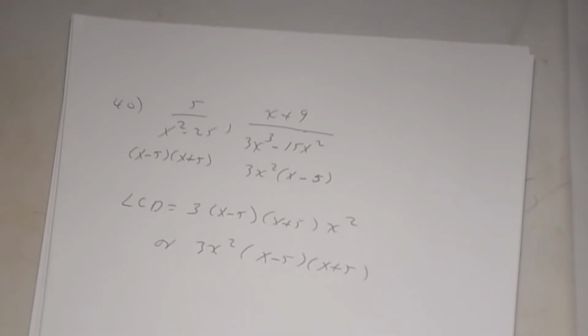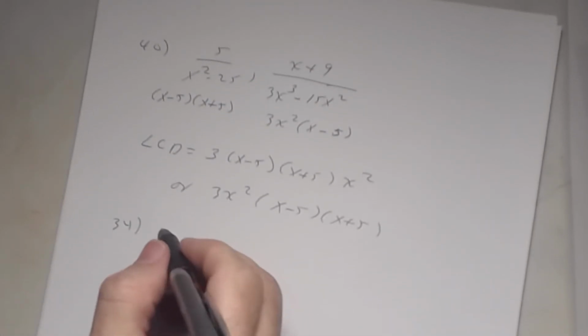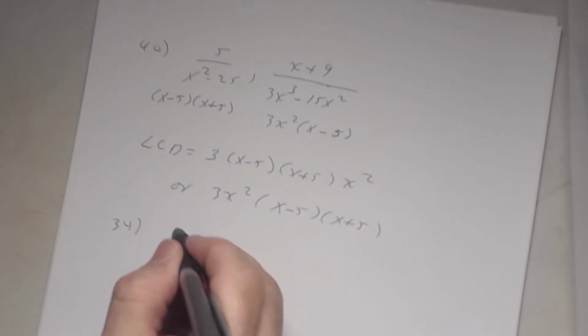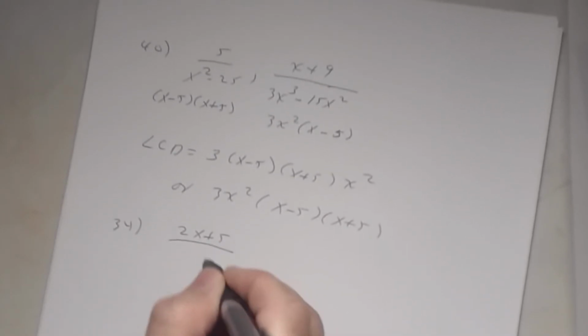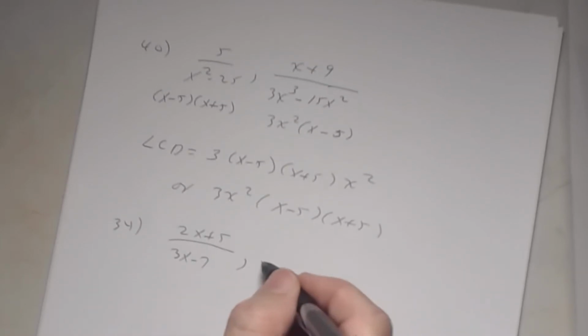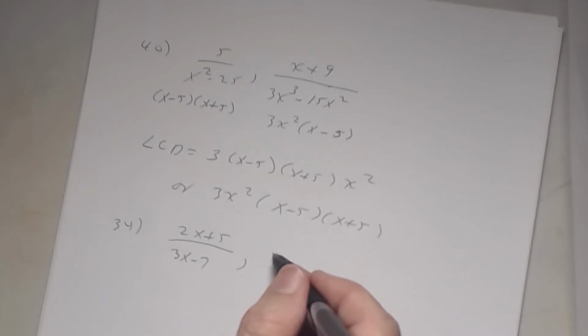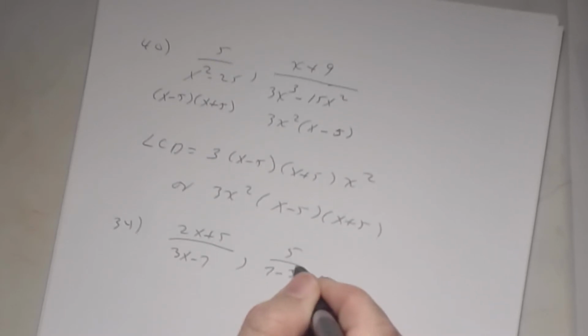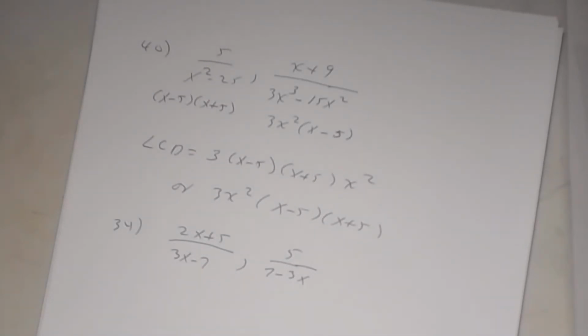Okay, so in 34, this will be a little confusing for some of you. You have 2x plus 5 divided by 3x minus 7, comma, 5 divided by 7 minus 3x. Oh, it's the opposite. All right.